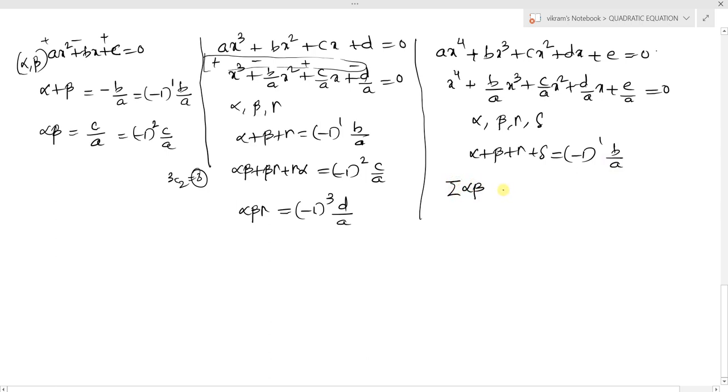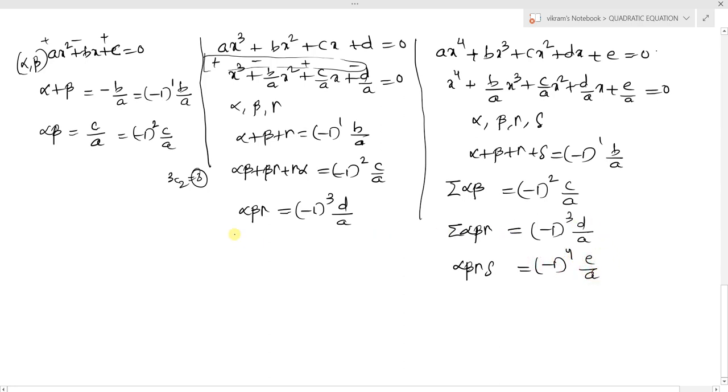Here we'll get 6 combinations. Two roots taken at a time, minus 1 square into c by a, and taking 3 roots, alpha, beta, gamma, here we'll get 4c3, that means 4 combinations, minus 1 power 3 into d by a, and taking all the roots at a time, that means alpha, beta, gamma, delta. Product of the roots is minus 1 power 4 into e by a.